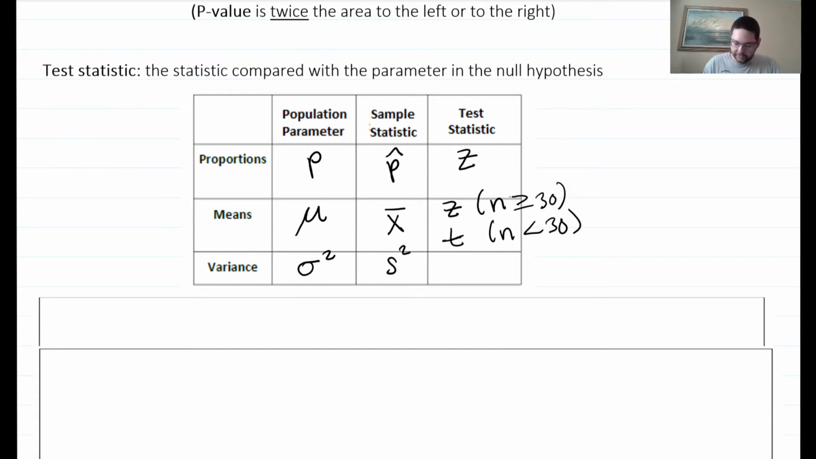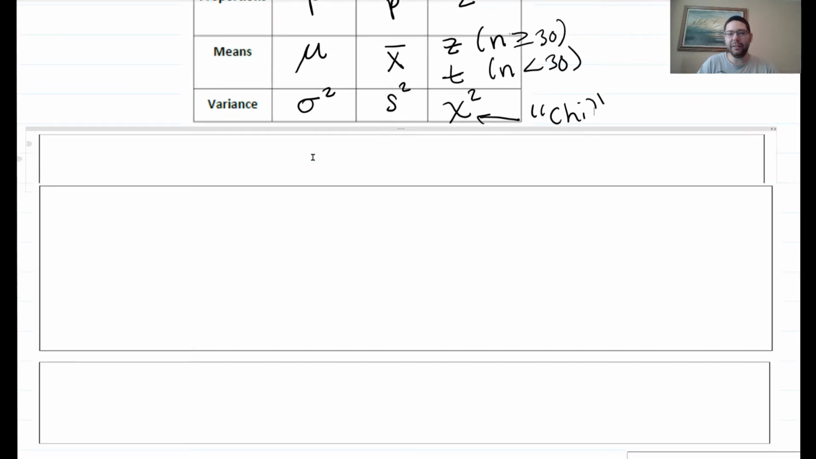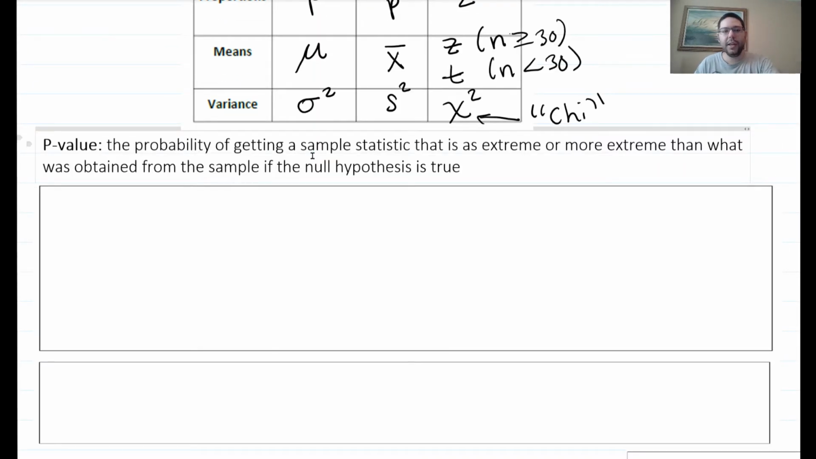And then for the variance, we use what we call chi-squared. This right here is the Greek letter chi, not chi or chai, chi. That's how you pronounce it. So it's chi-squared. Again, we won't talk about that until probably near the last section of the chapter for variance. But just keep that in the back of your mind. That's what a test statistic looks like.